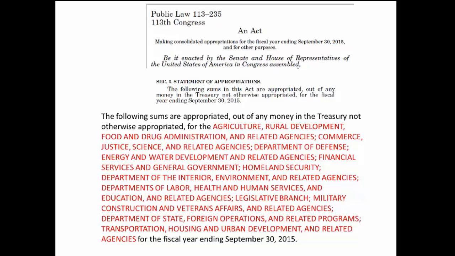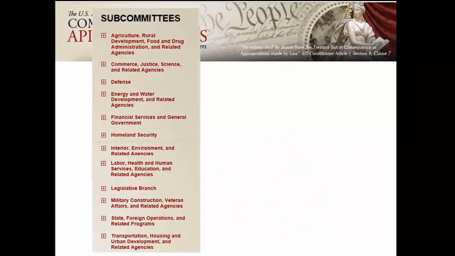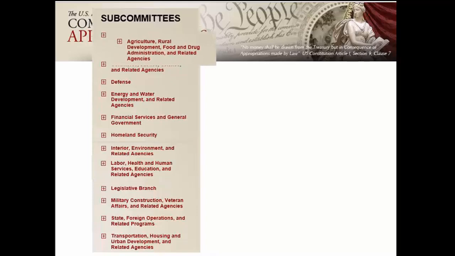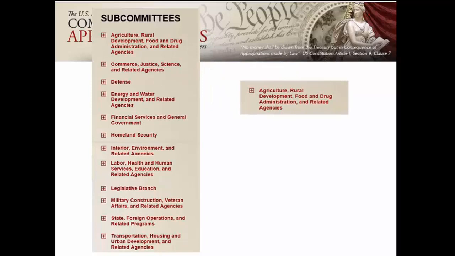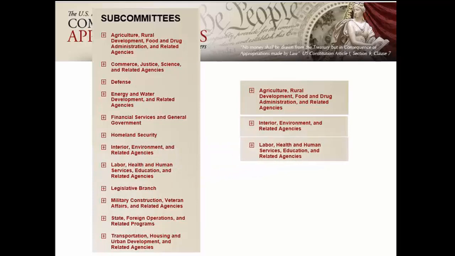Today, there are 12 separate appropriations bills. This list shows the current 12 appropriations subcommittees that handle these 12 separate appropriations bills. The names are the same in both the House and Senate. HHS funding is directly appropriated in three of these bills: the Agriculture or Ag Bill, the Interior Bill, and the Labor, Health and Human Services, Education Related Agencies, or Labor H Bill.